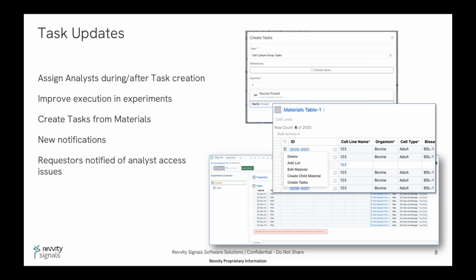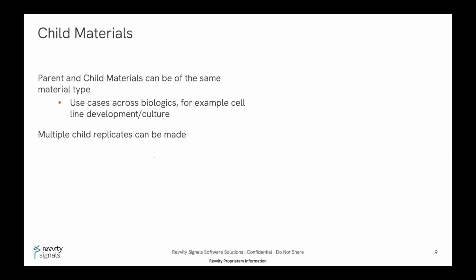For example, tasks can be created from the materials table. We've improved the execution, so that way you can more easily create an experiment from a task. And you can actually assign tasks to groups, which is something that has been regularly requested on the ideas portal. This will make those collaborative workflows so much easier when you're sharing work with your colleagues.